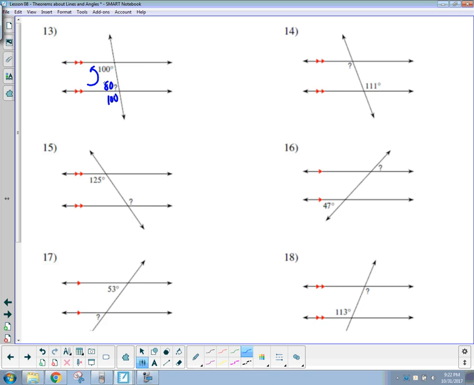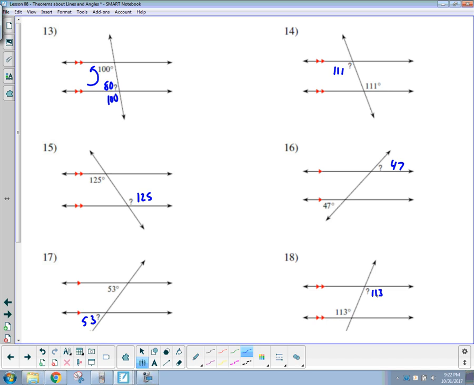14, alternate interior angles over here. Alternate interior angles here. This would be alternate exterior angles. So this is 47. This would be corresponding, 53. And 18 would be alternate interior again. Pretty easy, guys.